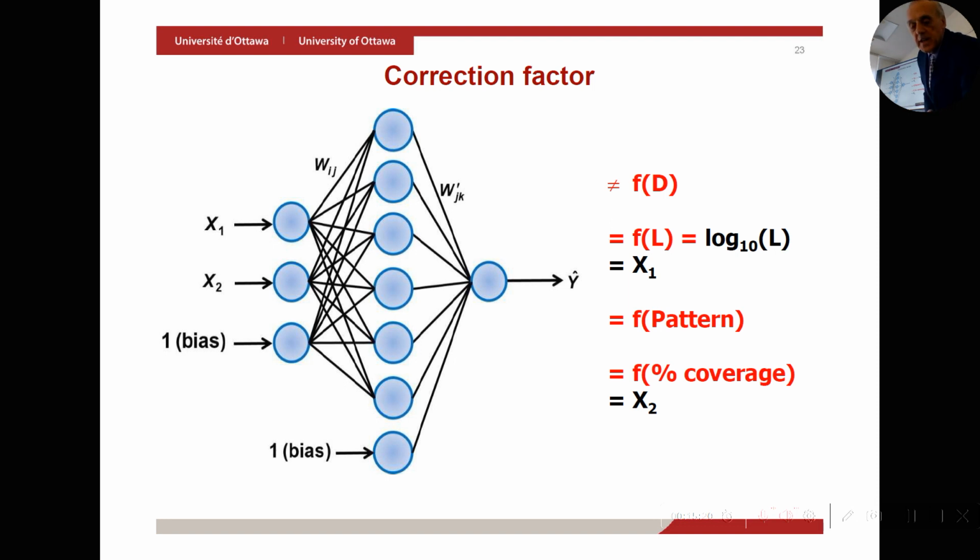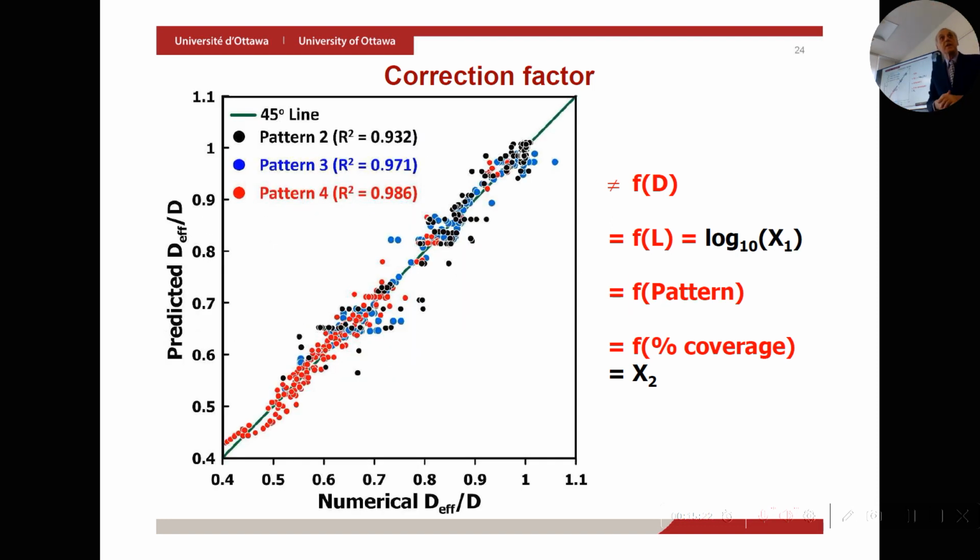If I now present the parity plot of that system, we have about 500 experiments in this. The black points are for pattern number two, which was a center drop that expands depending on the thickness, the diameter of this ball of liquid. Pattern number three was a ring, and depending on where the ring is, it will have this pattern. And the last one was pattern number four, the percentage drops.